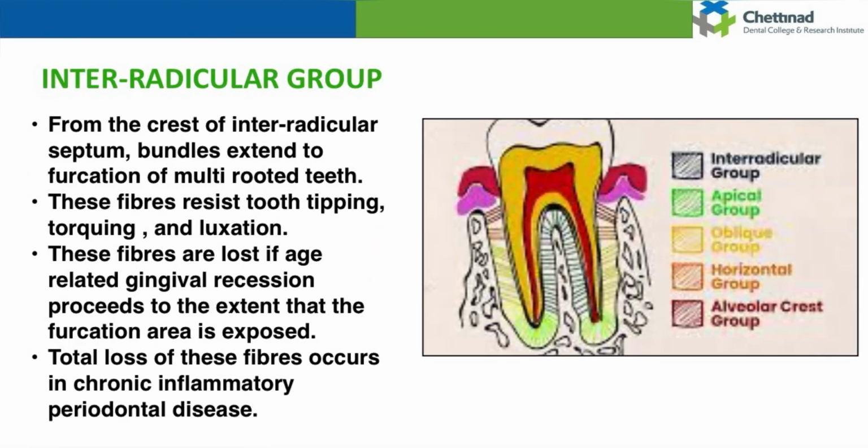Next, the interradicular group. From the crest of the interradicular septum, bundles extend to the furcation of multi-rooted teeth. These fibers resist tooth tipping, torquing, and luxation. They are lost if age-related gingival recession proceeds to the extent that the furcation area is exposed. Total loss of these fibers occurs in chronic inflammatory periodontal disease. So these are the 5 main groups.